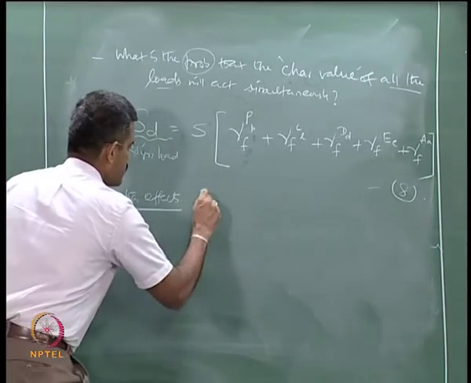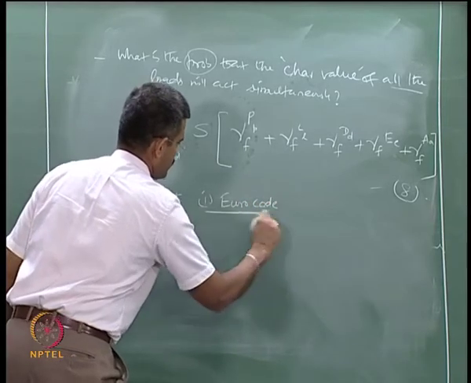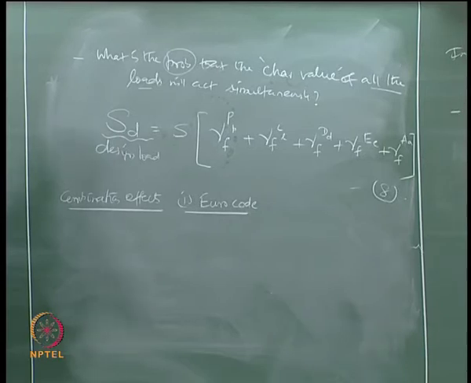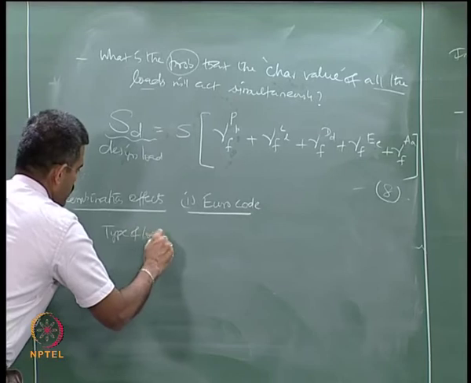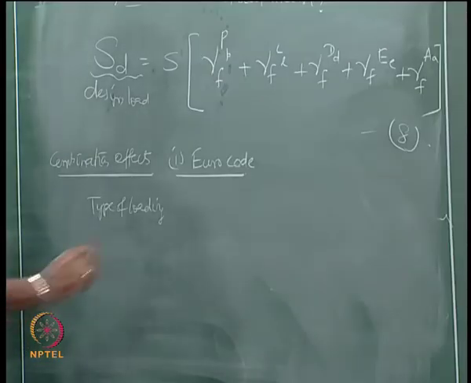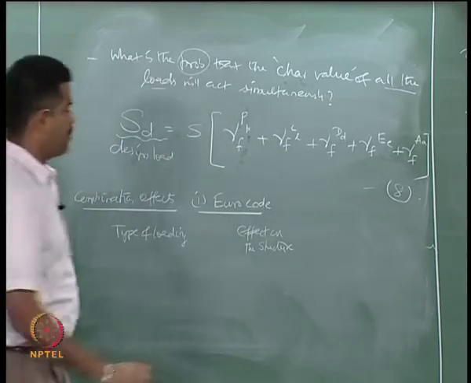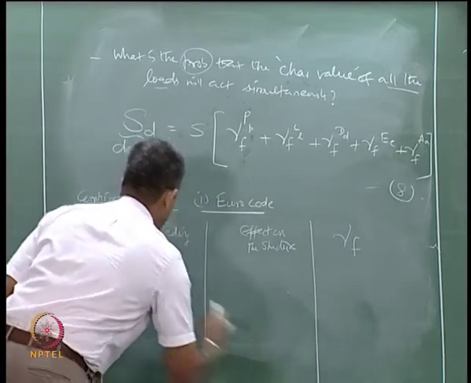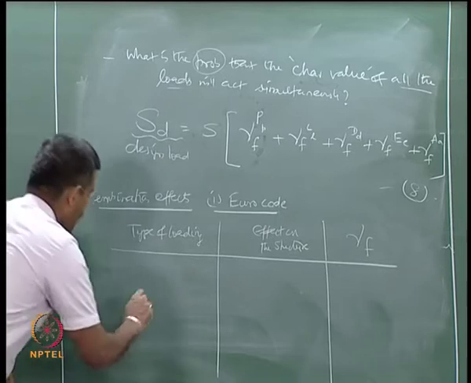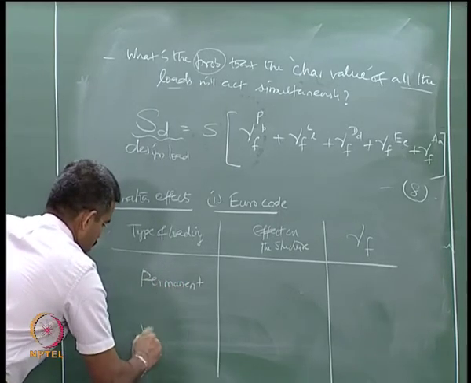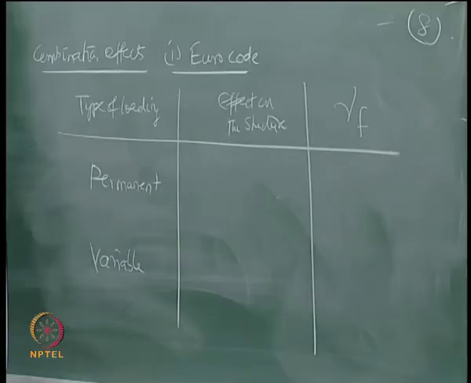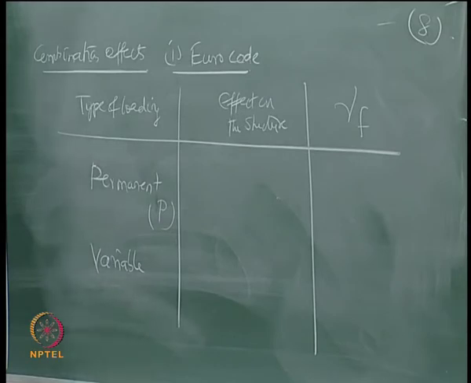If you look at Euro code, I am looking for type of loading, the effect on the structure, and gamma F recommended value. So we say permanent and variable. Permanent load you already know, it is a P class loading, okay. Whereas variable loads are actually addressing the L class loading and environmental loads. L is a live load and E is the environmental category of the load. It is called variable loading.